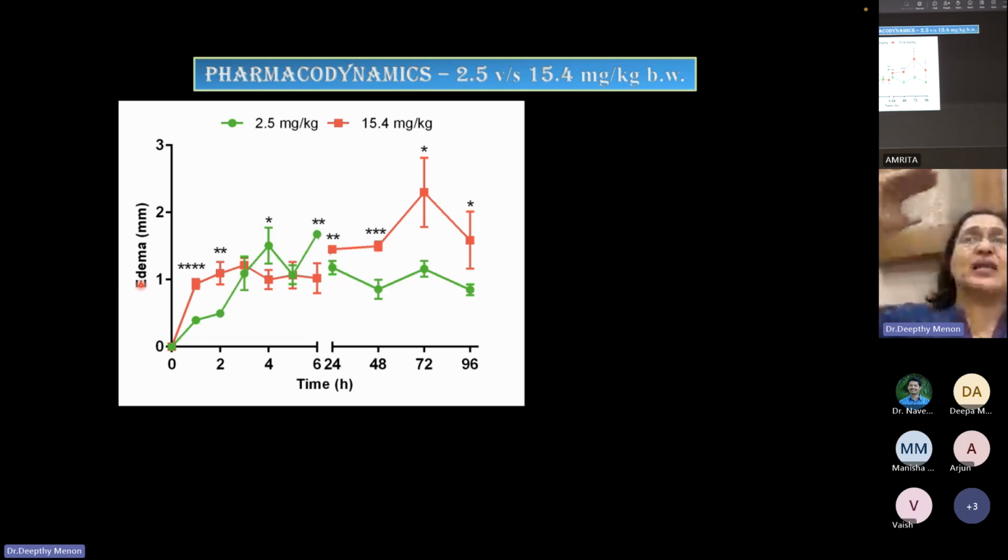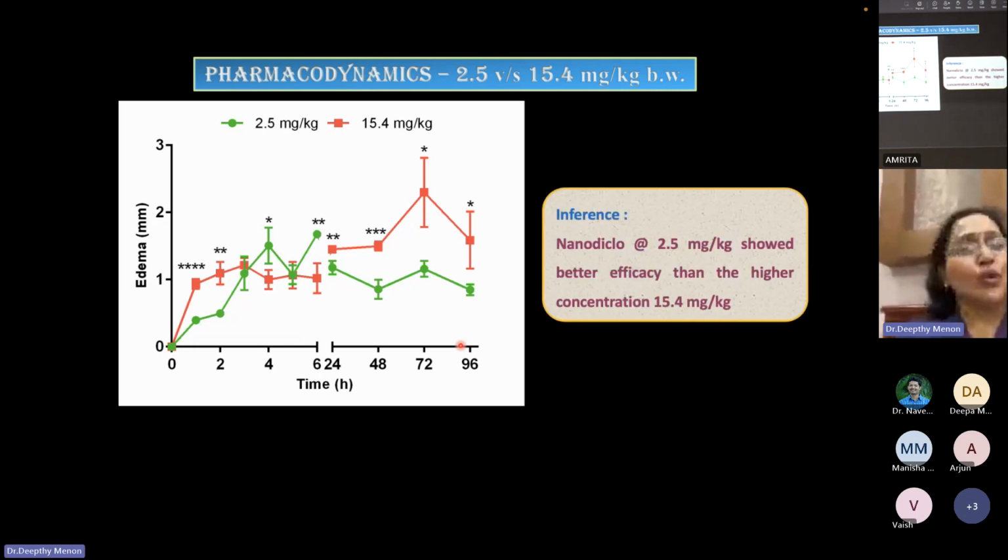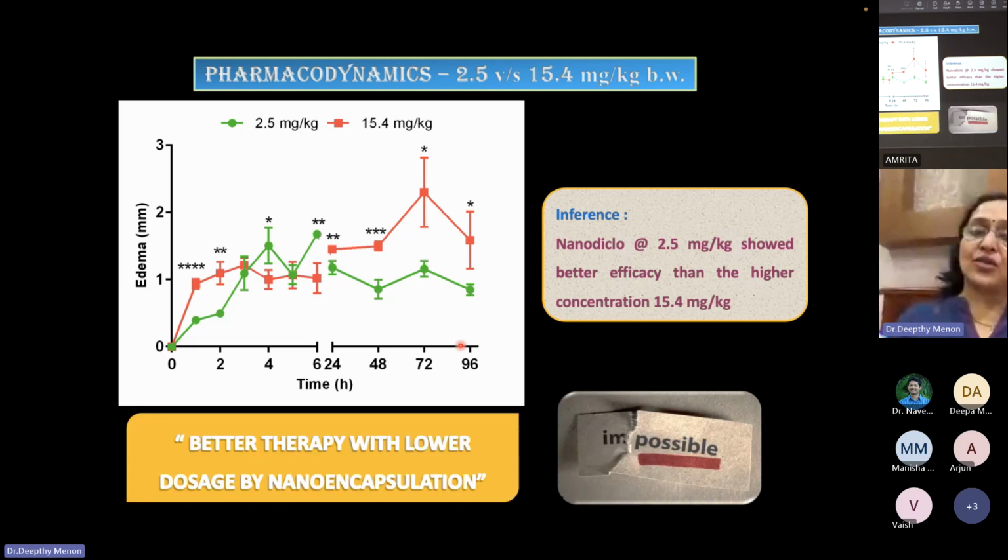So here what you have to see is how low it can go. That is the thickness, the swelling. How low can it go? You can see that the green, 2.5 mg per kg body weight, could induce significantly less edema over a sustained period of time. I'm not showing you all the data. What we understood is that 2.5 mg per kg showed better efficacy than the higher concentration.